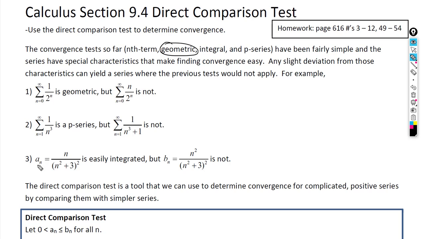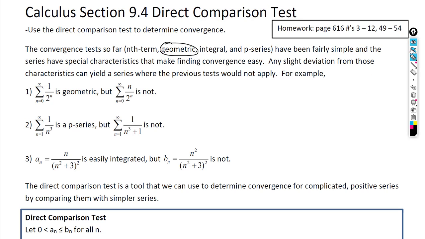And then if I have some series, n over n squared plus 3 squared, this is pretty easily integrated, right? I could make n squared plus 3 my u, and then the n's cancel, and that's pretty easy. But if I took n squared over n squared plus 3 squared, this is not easily integrated. We could do it by integration by parts, well, we can't use trig, maybe we can use partial fraction decomposition, but it's not easily integrated.